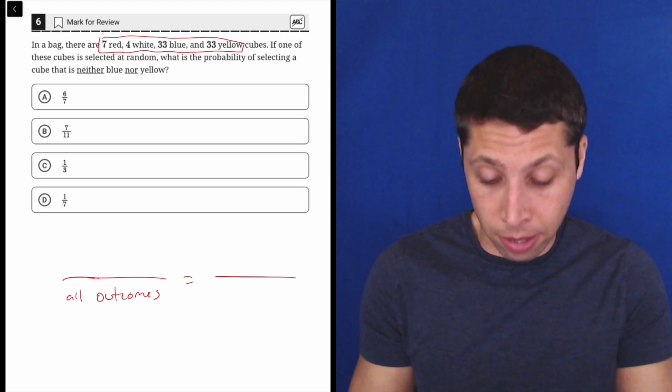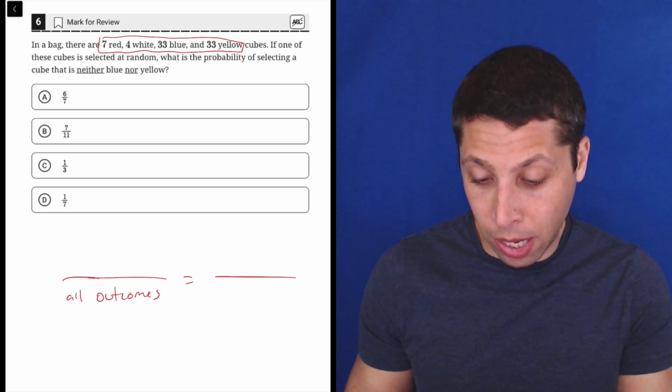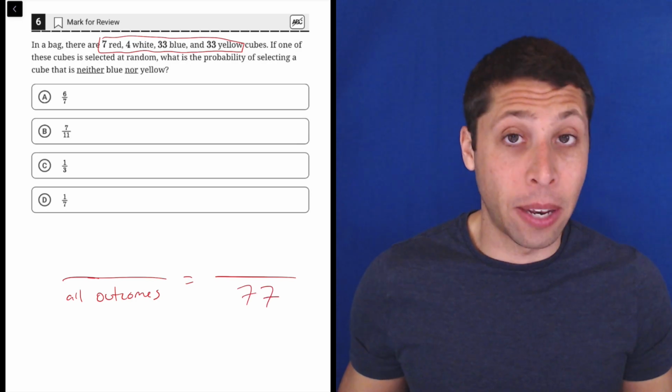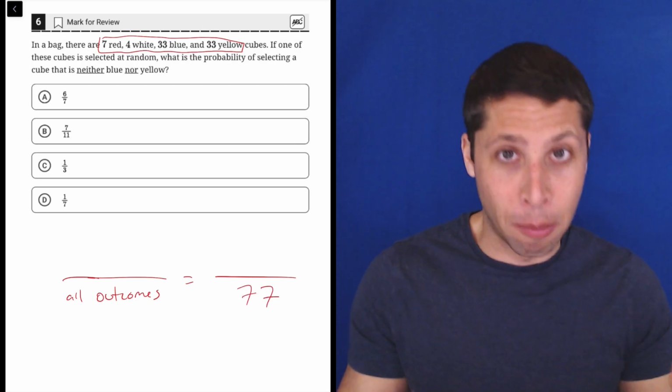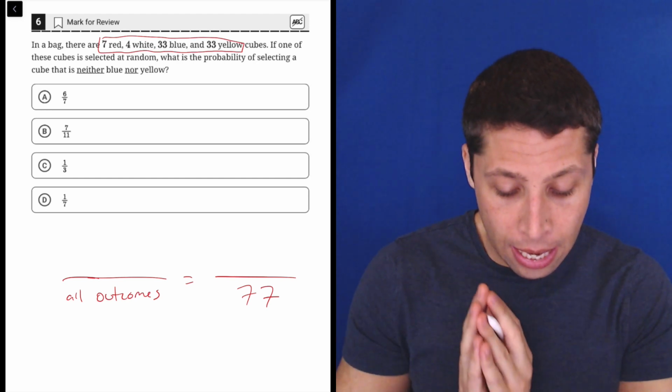So I'm just going to get my calculator and add all those things up. 7, 4, 33, 33. That's a total of 77 potential outcomes. Okay, so that's all outcomes with all the different cubes that are in the bag.